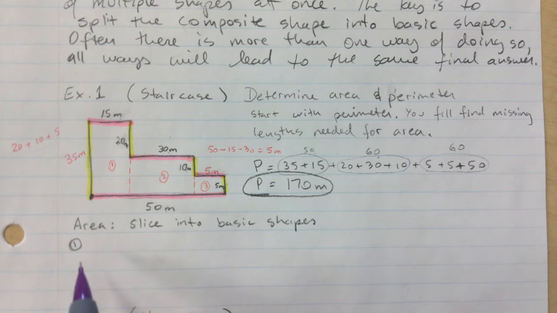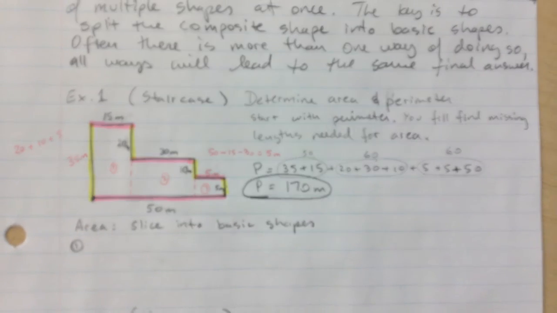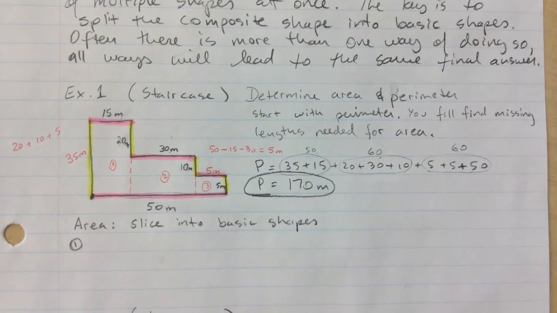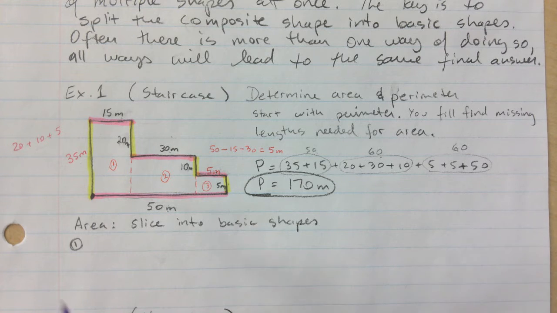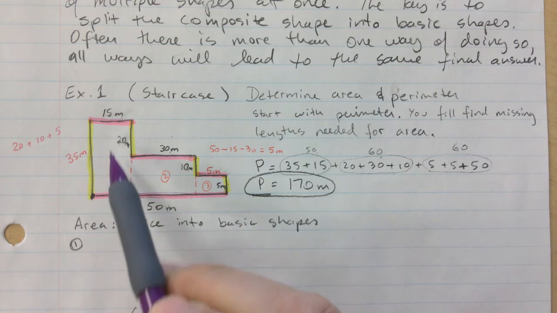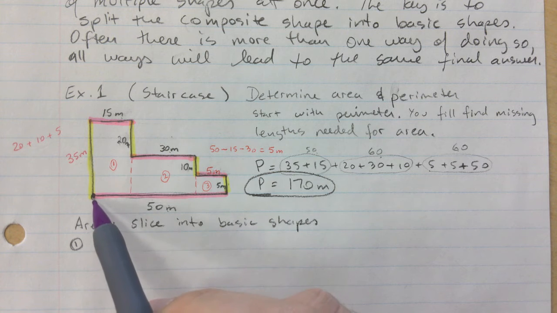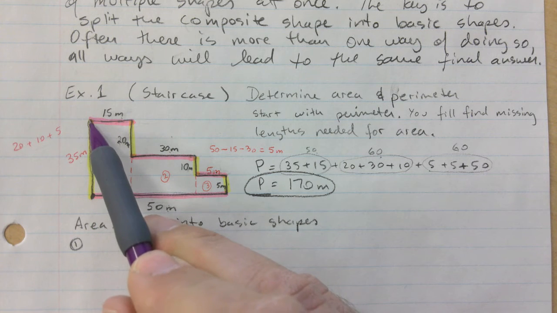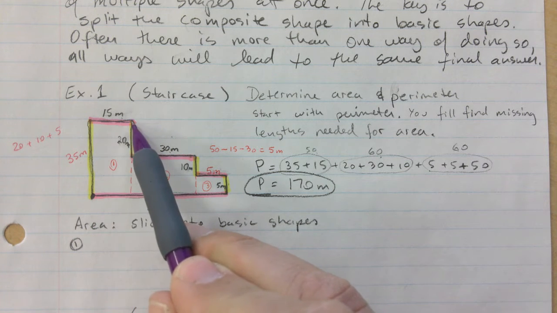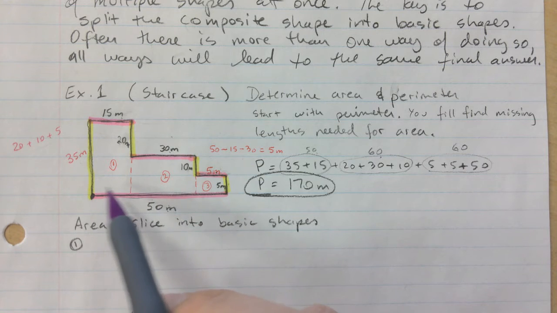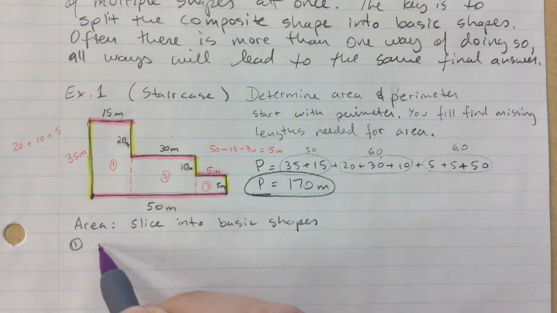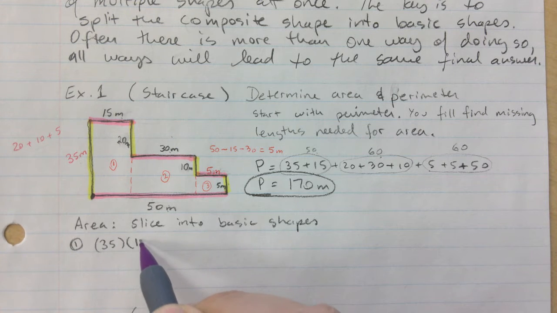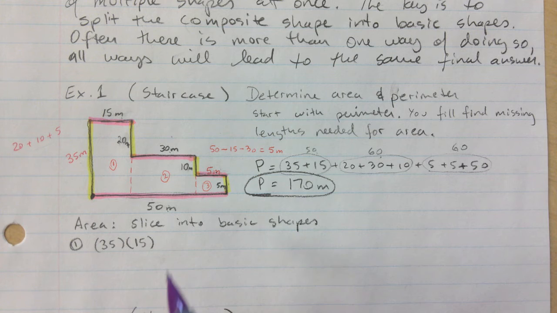So for area 1, let me just focus for 1 second, folks. There you go. For 1, look at the shape, and you want the length and the width of it. Okay, this is 15 wide, so we're going to go 35 times 15. Just park it there, don't calculate it just yet. Right?